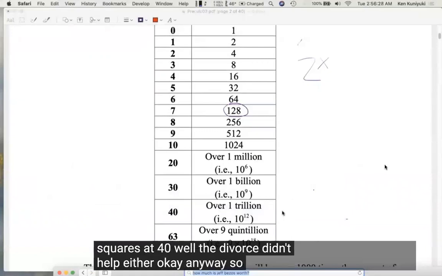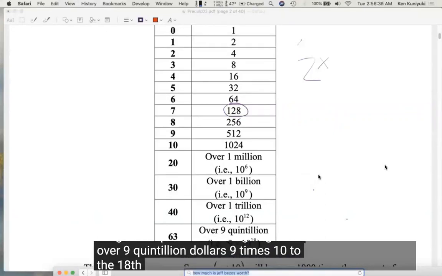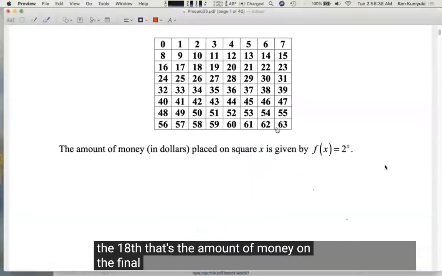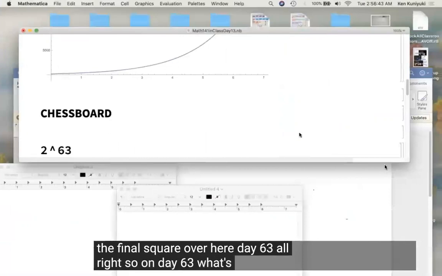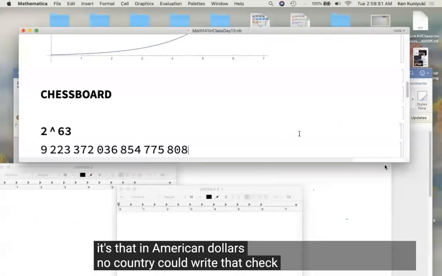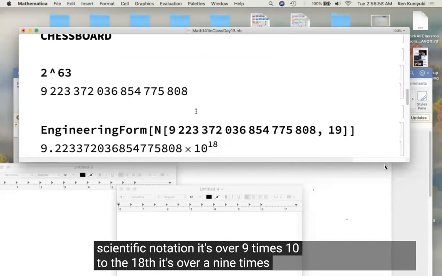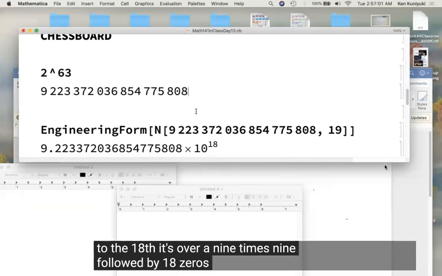Okay, anyway, so by the time we get to square 63, it's going to be over $9 quintillion, 9 times 10 to the 18th. That's the amount of money on the final square, day 63. All right, so on day 63, what's the value of the check? No one can write this check. No country could write that check. In scientific notation, it's over 9 times 10 to the 18th. It's a 9 followed by 18 digits.